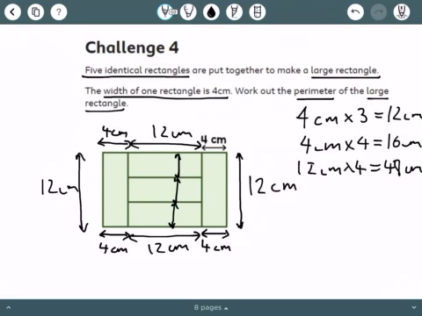And if we do 48 centimetres, add 16 centimetres, go to our ones column to begin with. 8 ones add 6 ones is 14 ones. So we put our 4 down, carry our 10. Then we do 4 tens, add 1 ten, we get 5. Add the one that we carried, and we get 60. So our final answer of 64 centimetres for our perimeter.